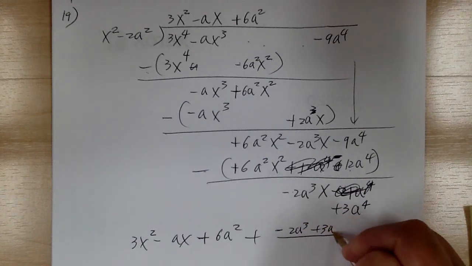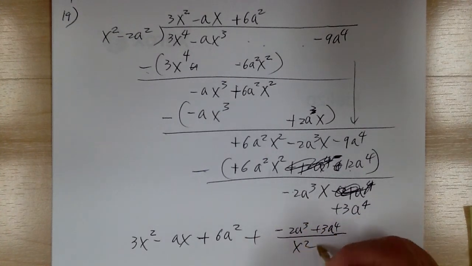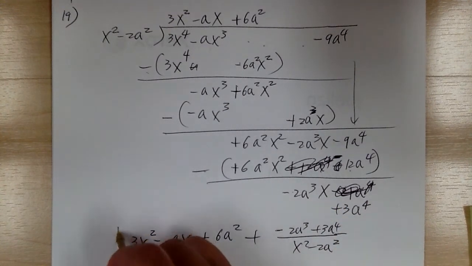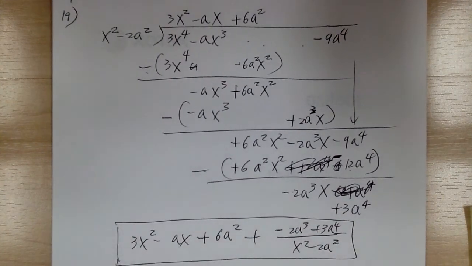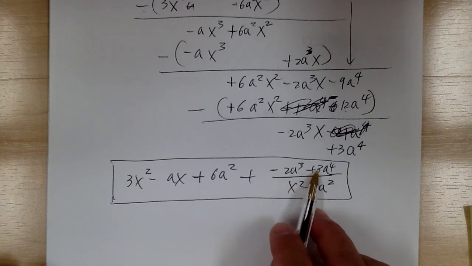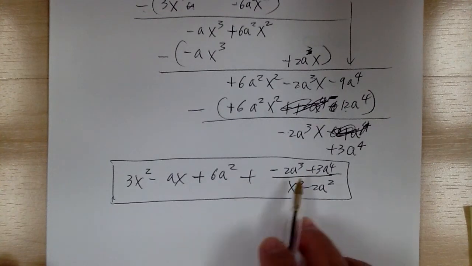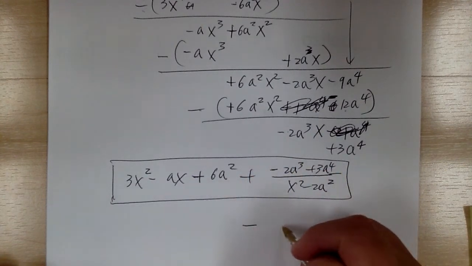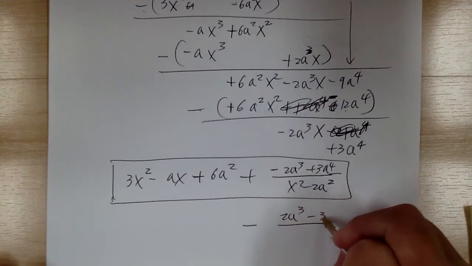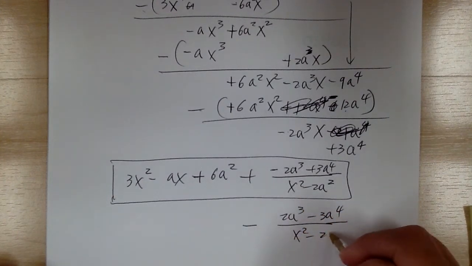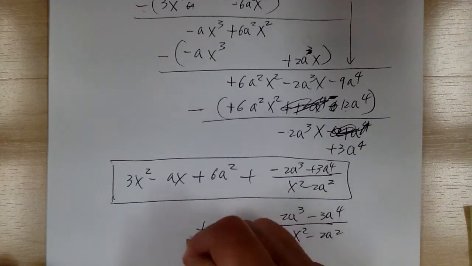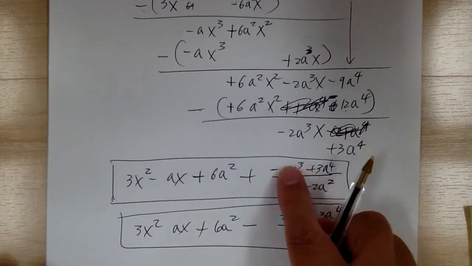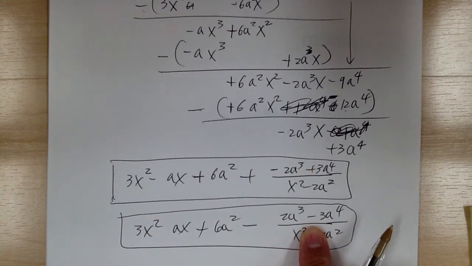Okay. And that's it. Now, if you want to get the book answer, you have to factor the negative out in here, okay? But you don't have to. You can leave it like that. That's fine, okay? Again, you can factor the negative. If you do that, then this becomes minus 2a cubed minus 3a to the 4 over x squared minus 2a squared. Okay, so you can do it either way. So if you factor the negative to the front, you end up with this.